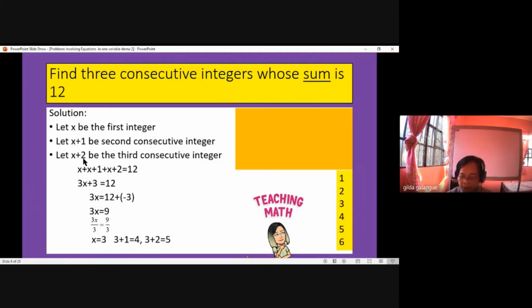So we have our answer. We have 3 is the first consecutive integer. 4 is the second consecutive integer. While 5 is the third consecutive integer. And the sum of the 3 is 12.